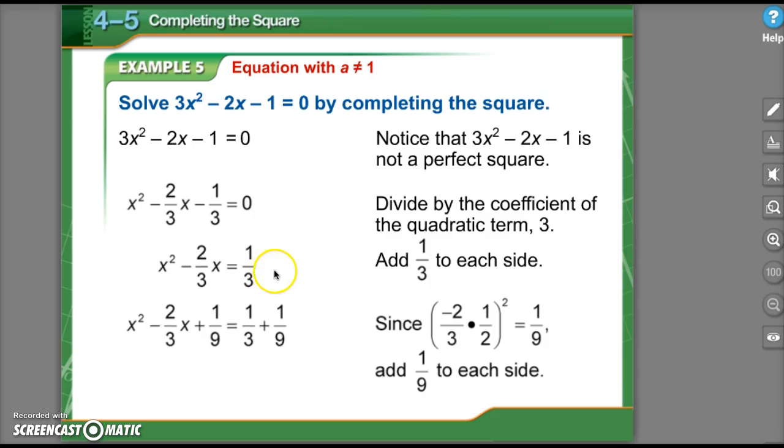And then this is the tricky part. I know you guys hate fractions, but we're going to take half of negative 2/3. When you take half of negative 2/3, it's the same as multiplying by a half. Negative 2 over 3 times a half. These 2's cancel. That would be negative 1 over 3 squared. Negative 1 squared is positive 1. It's negative 1 times negative 1. 3 squared is 3 times 3 is 9. So our b over 2 value squared is 1/9. So we have to add 1/9 to each side of the equation.